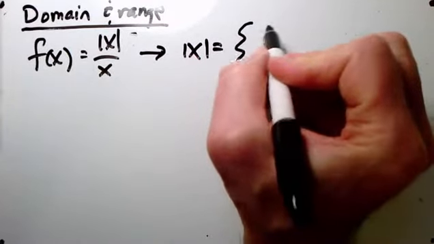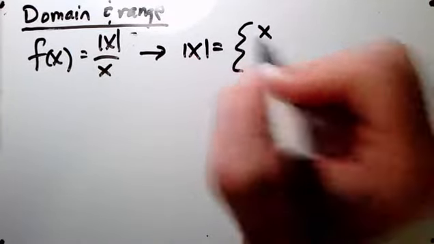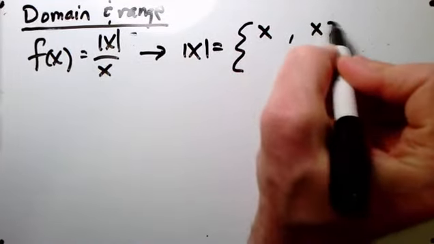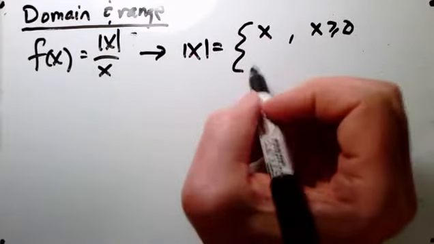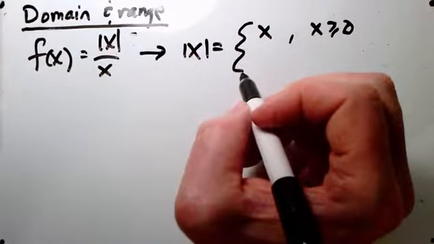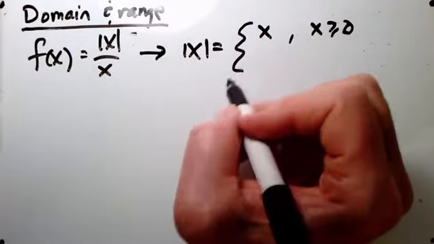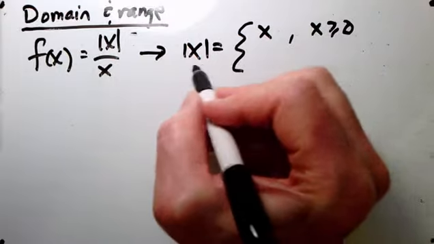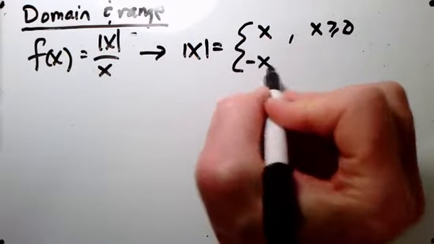If we plug in a value of x that's positive, then absolute value just returns the value of x. Same for 0. However, if I plug in a negative value, then what absolute value does is it gives me the opposite value back. So if I put in minus 3, I'm going to get the opposite of minus 3. If I put in a negative x, I'm going to get the opposite of that x.